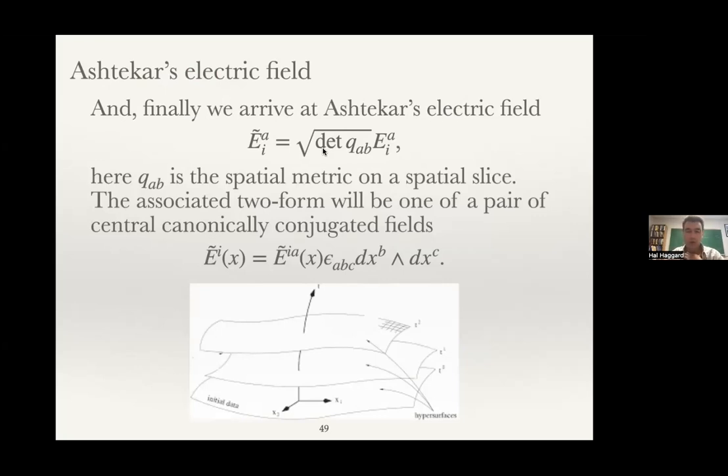So I'll show you that more, but just to anticipate that, remember when we went into electromagnetism, we started working with two-forms. And what we're saying here is that this thing is naturally associated with a two-form, where you use the spatial Levi-Civita tensor to contract the two-form indices with the densitized triad indices. So this full object is our Ashtekar electric field.